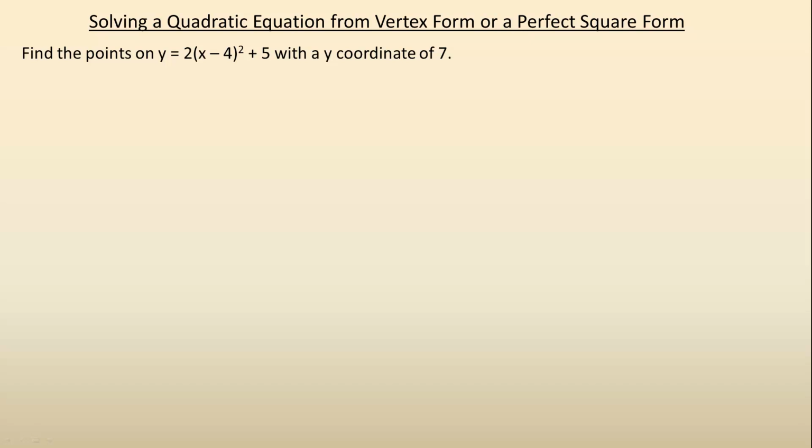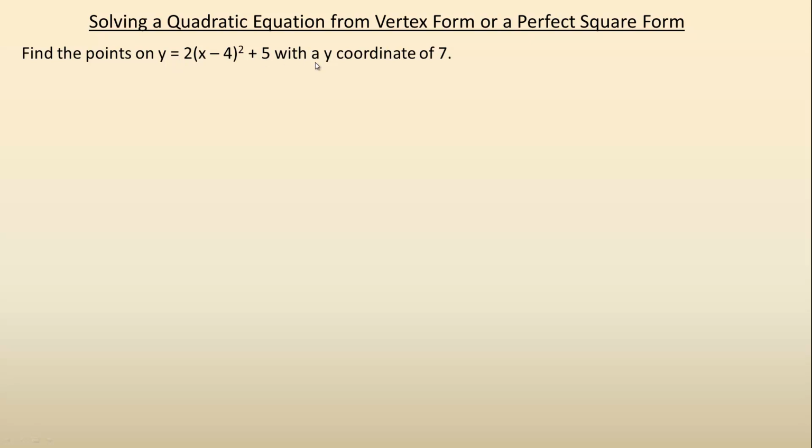The purpose of this tutorial is to show how to solve a quadratic equation if you have a parabola in vertex form, or if the equation itself is just in a perfect square form. So it'll be a very similar idea. So we're going to start with this parabola in vertex form, y equals 2x minus 4 squared plus 5.